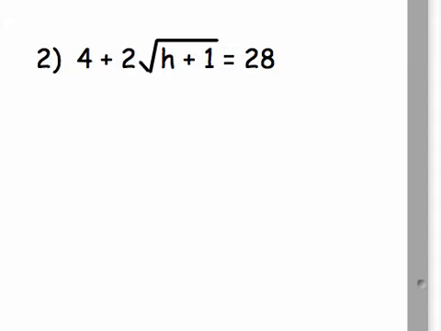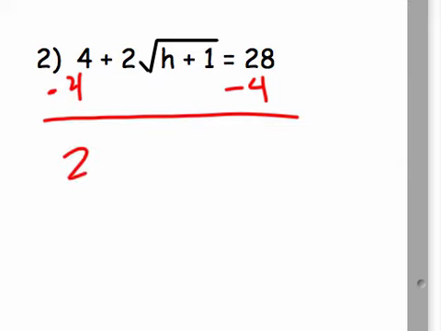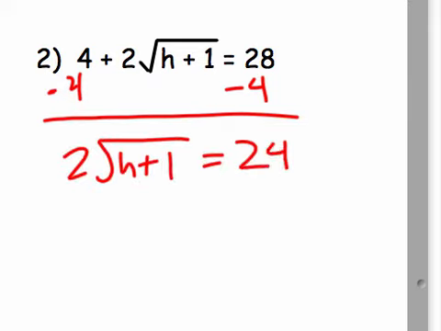Same thing over here. Goal is to get h by itself. So it's inside the radical, which means I need to get that radical by itself. Get that square root by itself. We'll treat it just like you normally do, right? Work backwards, deal with your adding and subtracting first, then your multiplying. So my first step is to subtract the 4 over, right? Just like way back when. And you're left with 2 times the radical h plus 1 equals 24.